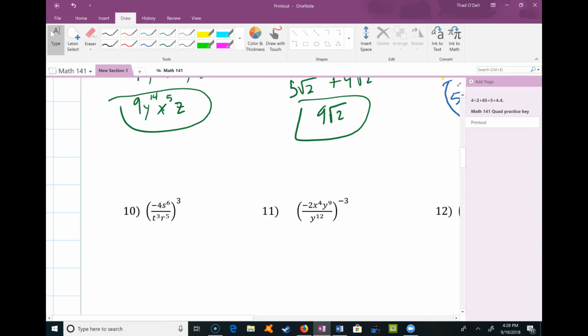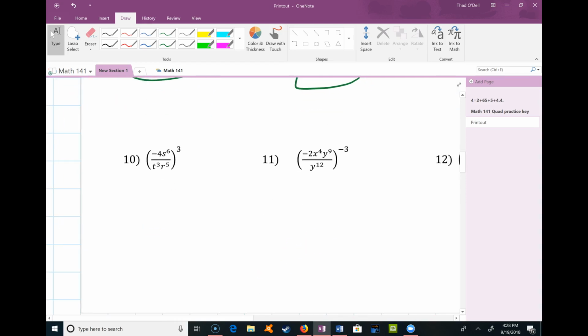Okay, now we got some interesting fractional things involving powers. So first thing I notice is see if there's any common factors for the top and bottom. And I look in this one, there isn't. There's an S on the top and a T and R on the bottom, so I'm not going to get anything to cancel out there. So the only other thing we can see is this cubed out here. So this means that everything inside the parentheses is cubed. So that means the negative 4 is cubed, the S to the 6 is cubed, the T to the 3rd is cubed, and the R to the 5th is cubed. So I'm going to go ahead and apply all those things.